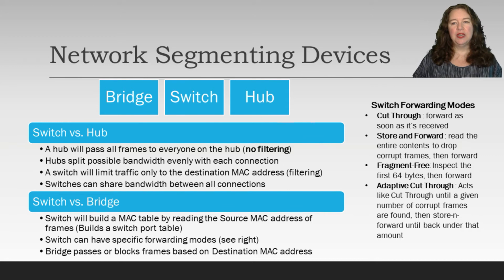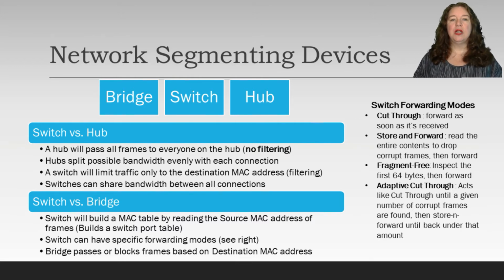Fragment free is what we call it when you look at the first 64 bytes and then forward it. The theory being, if you're going to have corrupt frames, you're going to have at least one in the first 64 bytes, and you're going to know that the rest of them are corrupt as well. You don't have to read through everything. So fragment free takes a little less space to look at things. If it's a very long frame and you're looking through the whole thing, fragment free only looks through the first 64 bytes and then sends it on, whereas store and forward looks through the whole thing.